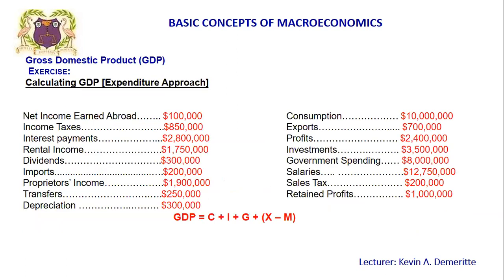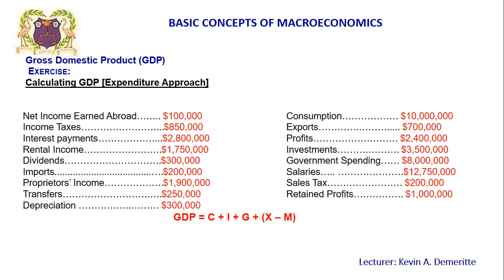So let's go back to our table, and we're looking for C plus I plus G plus X minus M. We see consumption, C, is 10 million. Investment is 3.5 million. I'm looking at the column on the right. Government spending is 8 million. So that's 10 plus 3.5 plus 8, that's 21.5 if you're counting. Somebody calculate, keep track of your numbers, please.